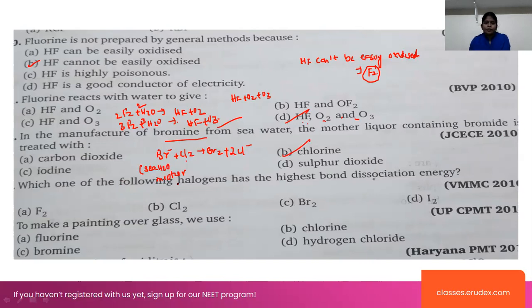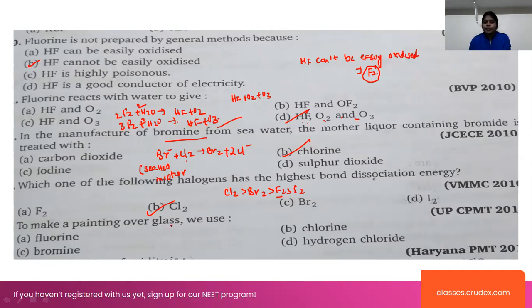Next one is, which one of the following halogens has the highest bond dissociation energy? The highest bond dissociation energy is for chlorine. Due to interelectronic repulsions and the small size of the atoms, the bond dissociation energy of fluorine will be less. But from chlorine to bromine, the size increases, the repulsions decrease, so the bond dissociation energy increases.